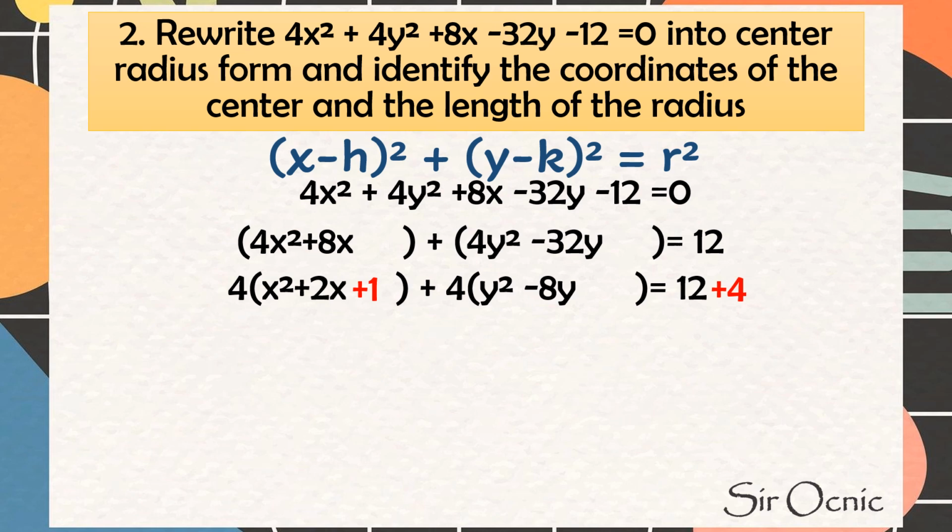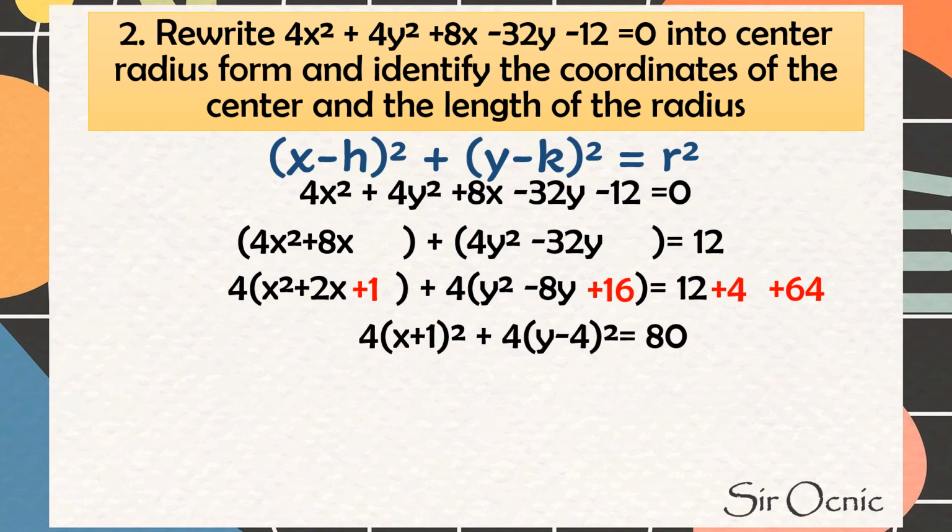On the second trinomial, we will have negative 8 divided by 2, which is equal to negative 4. The square of negative 4 is equal to positive 16. Let us now multiply 16 to the common factor outside the parenthesis, which is equal to 4. And that is equal to 16 times 4 equals 64. Let us express the trinomial as a square of a binomial. That is equal to 4 times the quantity x plus 1 squared plus 4 times the quantity y minus 4 squared is equal to 80.